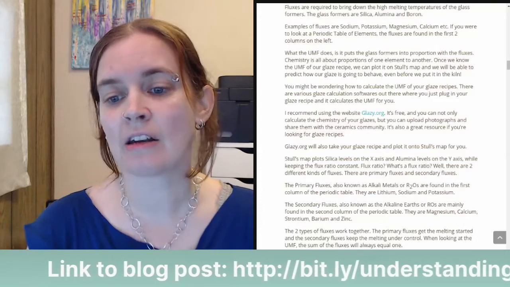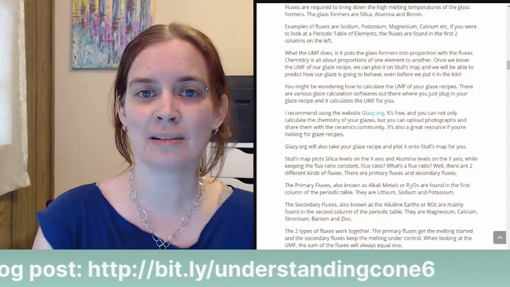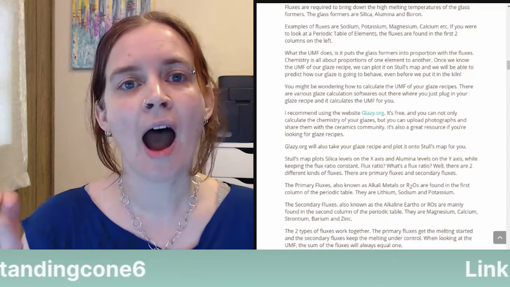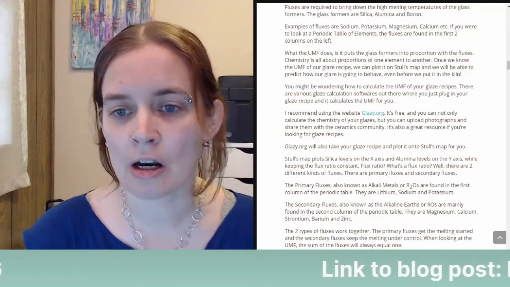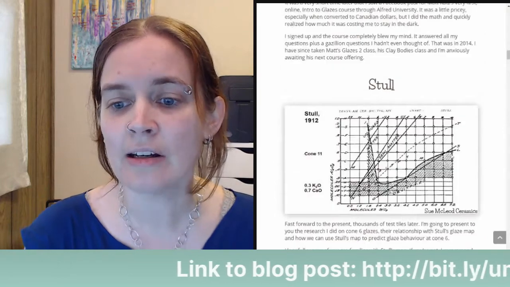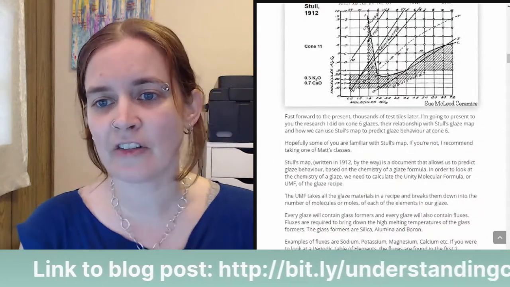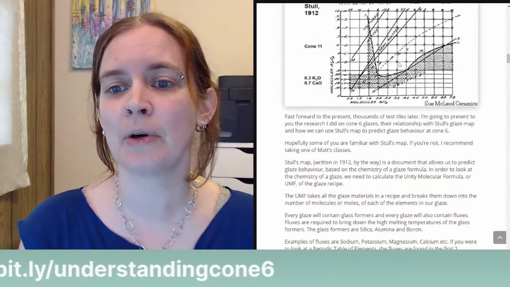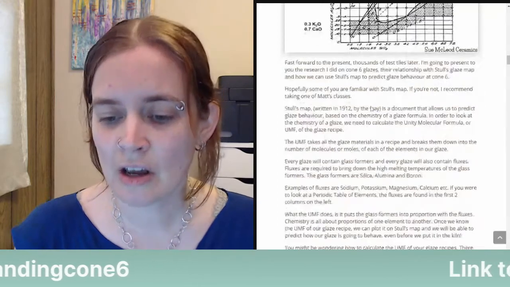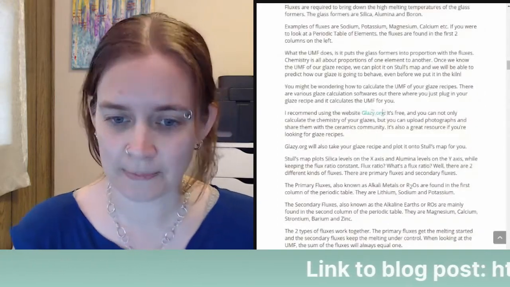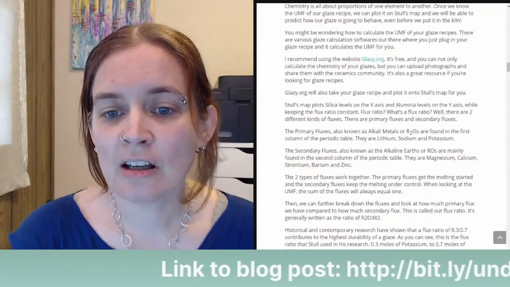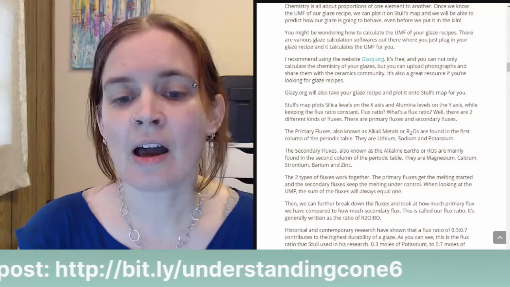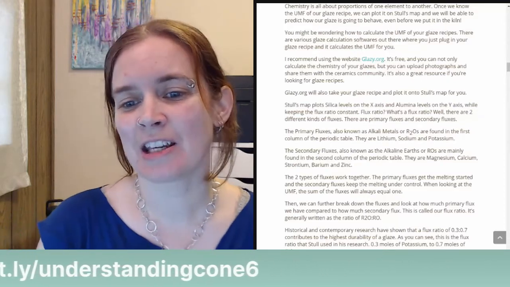Glazy.org will also take your glaze recipe and plot it onto Stull's map for you. When you enter a recipe into glazy.org, there's a little Stull chart like this one here, although it's colored, so it looks a little bit different. Glazy.org will calculate the UMF of your recipe, and then it'll put a dot onto the Stull chart to show you where it falls on the chart. Stull's map plots silica levels on the x-axis and alumina levels on the y-axis while keeping the flux ratio constant.